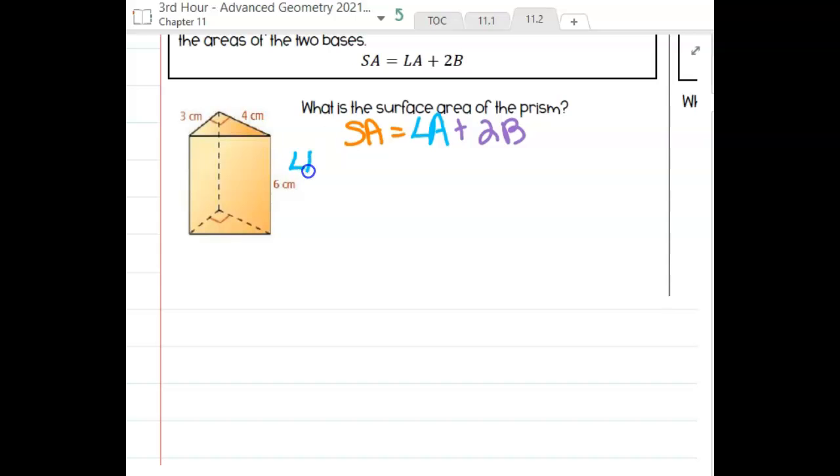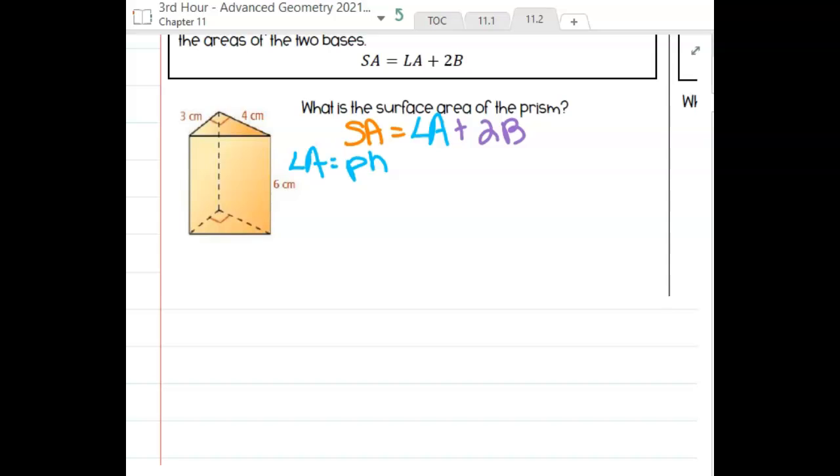Okay, let's start with the lateral area. Now remember the lateral area, if you were to lay this out flat, you would have the triangle on top, the triangle on bottom. But then you would have this big rectangle in the front, and next to it another rectangle, and then next to it another rectangle, right? So you have these three rectangles in a row. I need to find the area of those three rectangles. So the formula for the lateral area is the perimeter times the height.